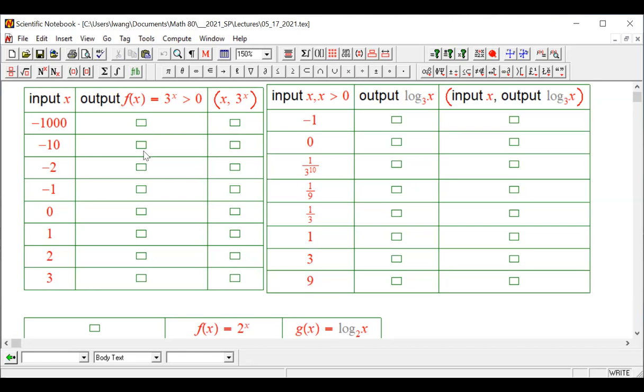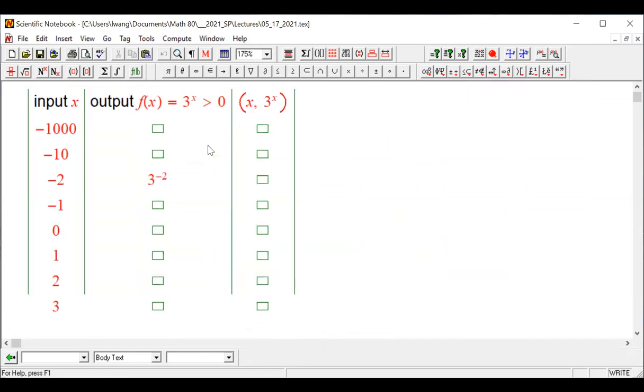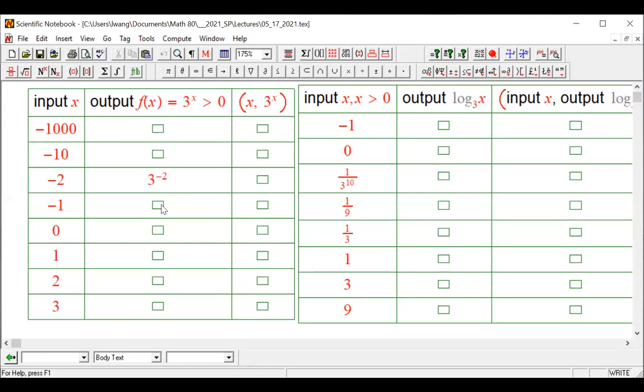You guys know what to do? Okay, 3 to the power x here. So 3 to the power -2 and 3 to the... Please work on these tables. And over here, 3 to the power -1, 3 to the power 0.